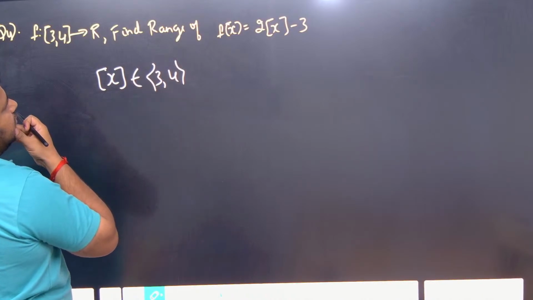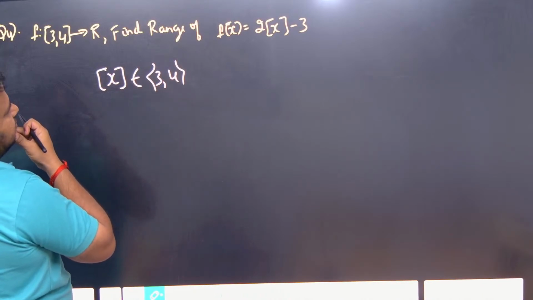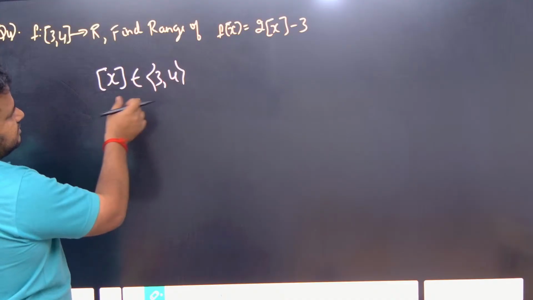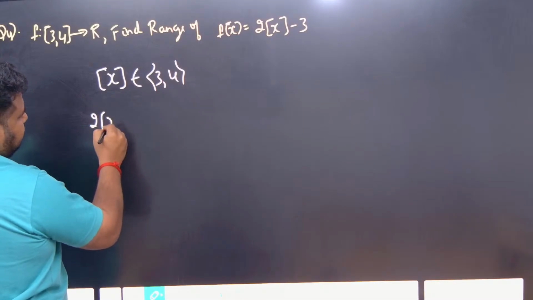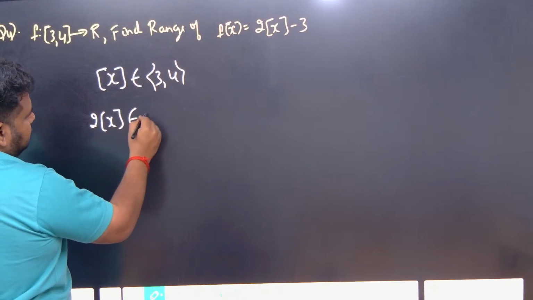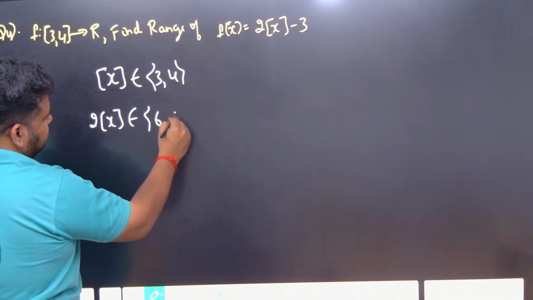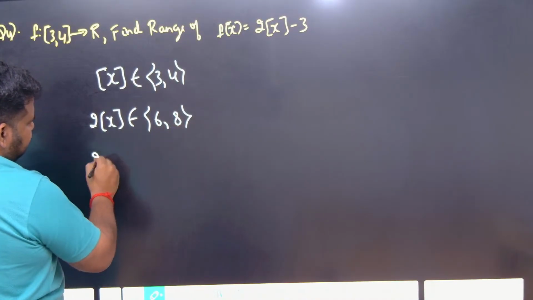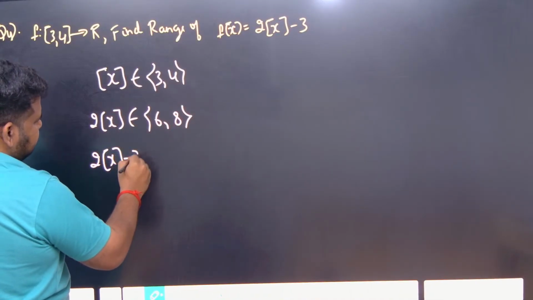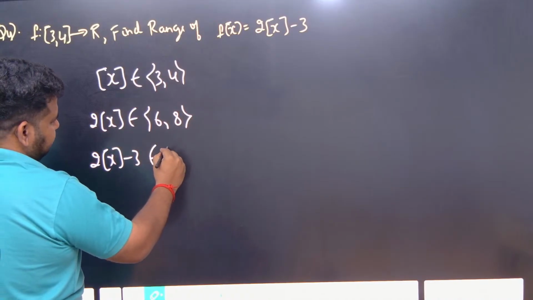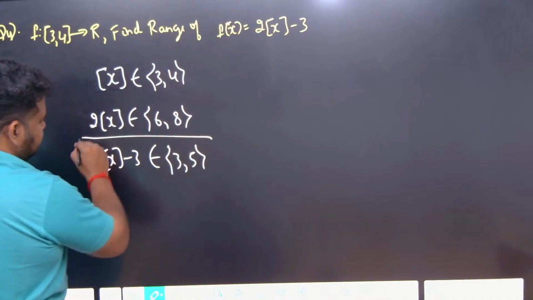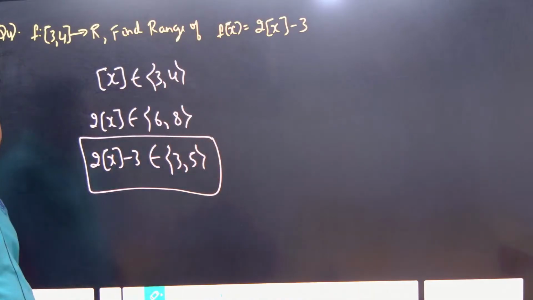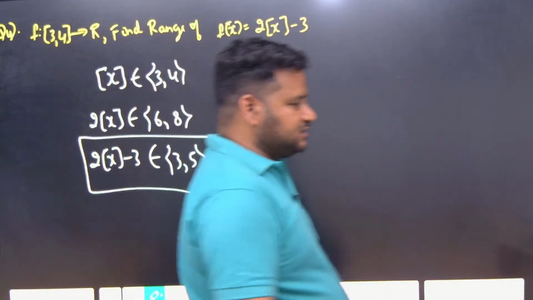Now they are asking 2 times step of x minus 3. They are not asking step of x, but 2 times step of x minus 3, and for that we have to find the range. So 2 times step of x will become 2 into this: 2 3s are 6, 2 4s are 8. So 2 times step of x minus 3 belongs to, I should subtract 3, so this becomes 3, 8 minus 3 becomes 5. So this is the final answer, the range of this function, friends.